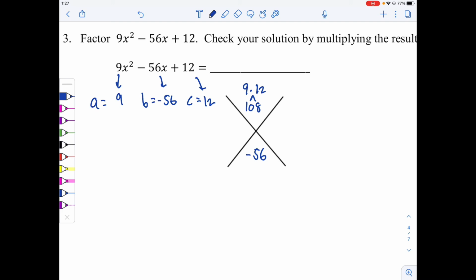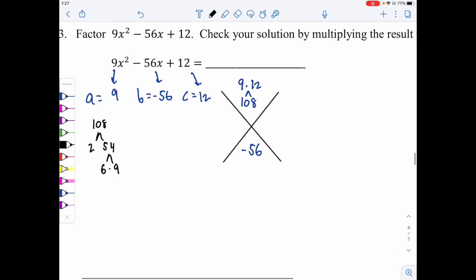And last time, we can break this down again. Let's break it down. We got 108 to 54. 54 was 6 and 9. Right? And we can go further. So 2 and 54. Does that add to 56? Oh, that works right there. So negative 2 times negative 54 gives us 108. Negative 2 plus negative 54 gives us negative 56.